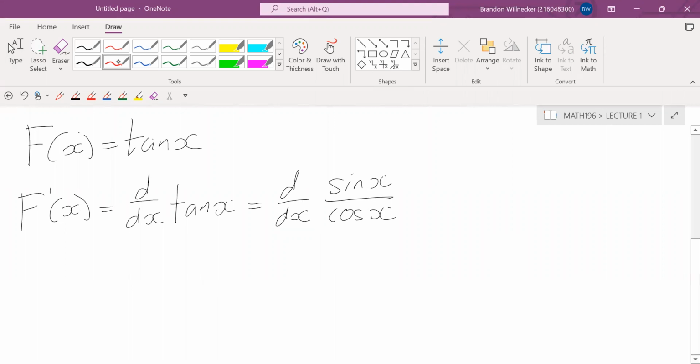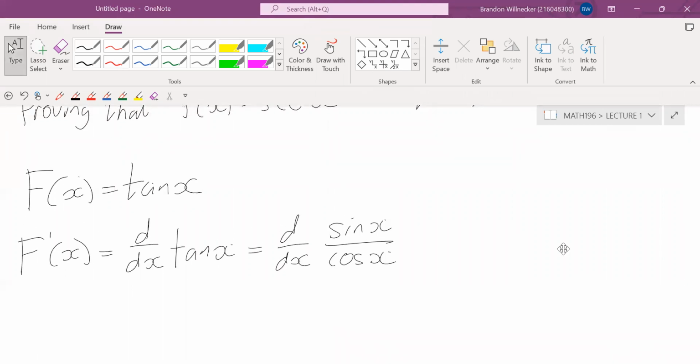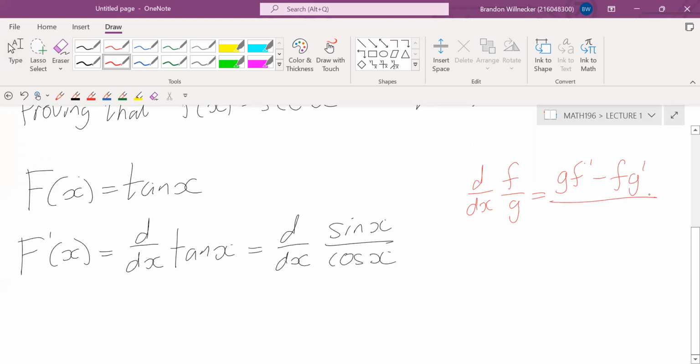I'm just going to write that on the side here so we can see what it is. So d by dx of f over g is given by g f prime minus f g prime, so we swap them around, over g squared. Okay, so we need to use that over here. So let's do that.